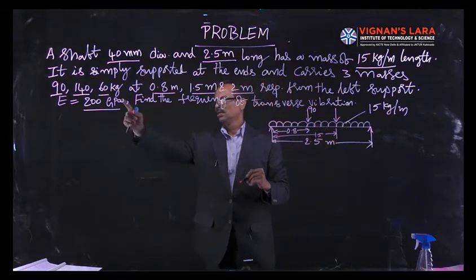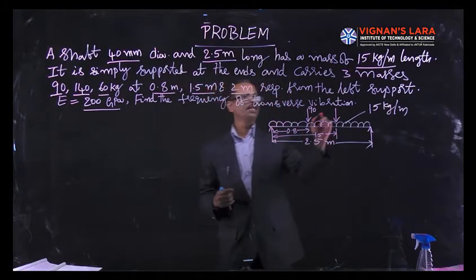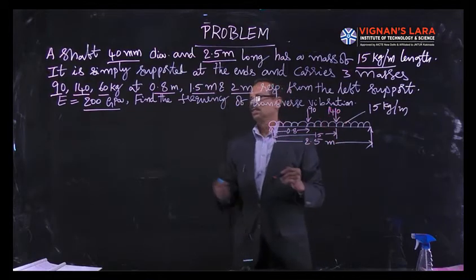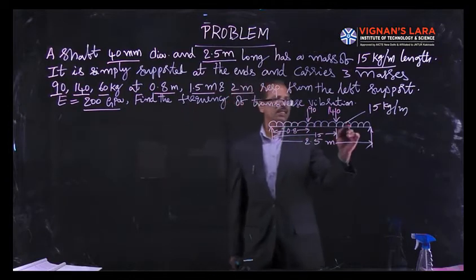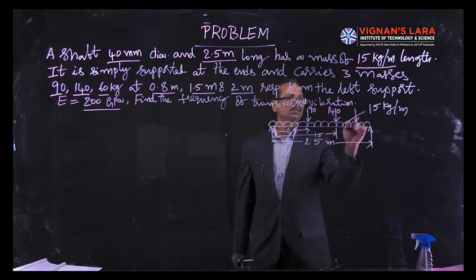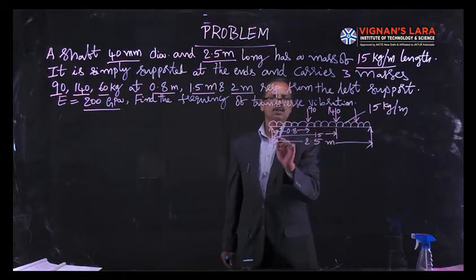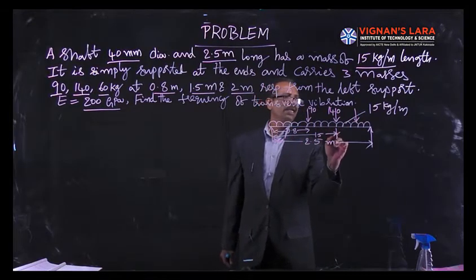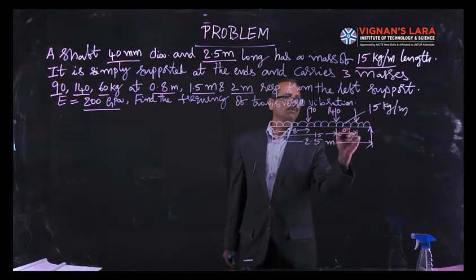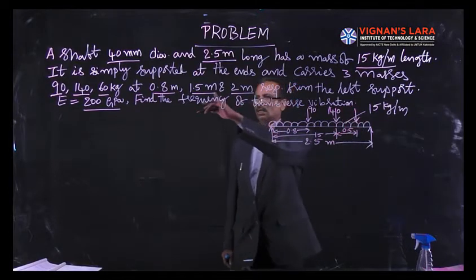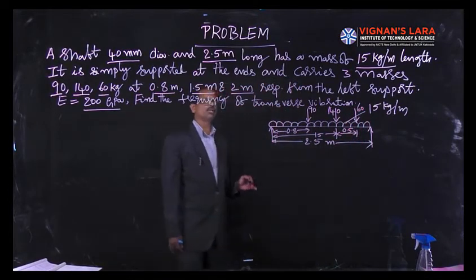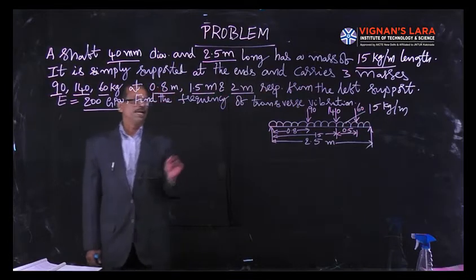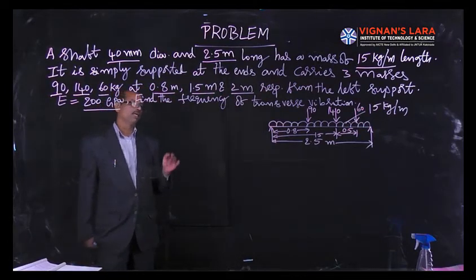At 1.5 meters, how much is it? 140. Then at 2 meters, that is 60 kg, somewhere here. This distance is 2 meters, so additionally there is another 0.5. So how much is this? 60 kg. You are supposed to find the natural frequency of the given beam. It's a transverse vibration.